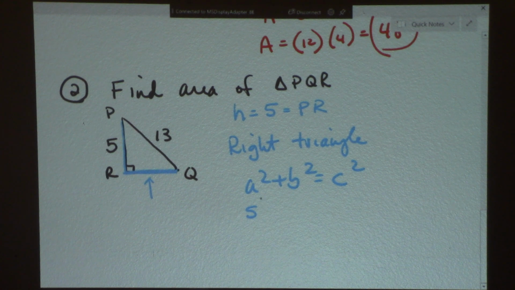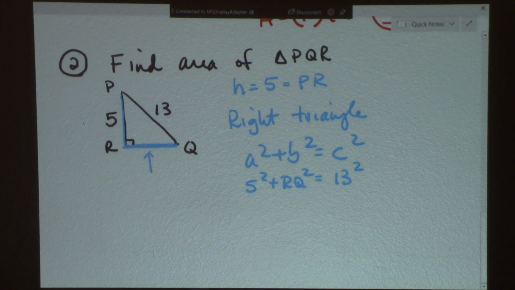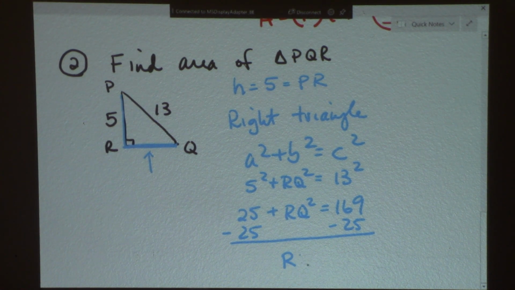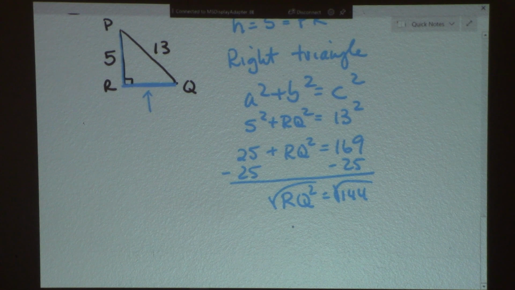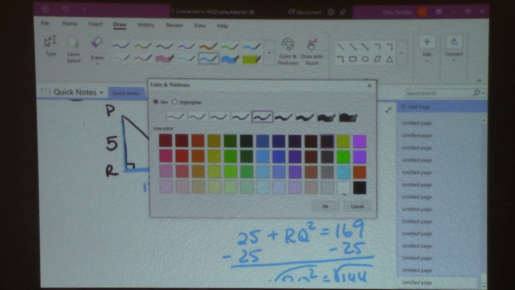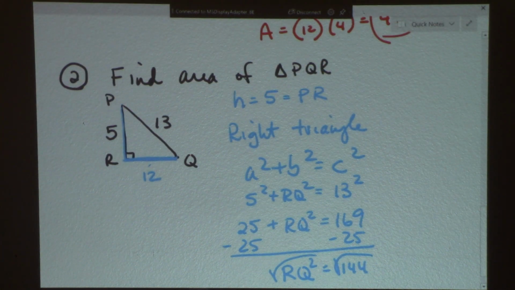So I have 5 squared plus RQ squared, which I don't know, equals 13 squared. So I have 25 plus RQ squared equals 169. Okay, so I'm going to subtract 25, and I have RQ squared equals 144, and I take the square root, and I get RQ is 12. So now I know RQ is 12, which is great. I need that. That's not my answer. Remember, the question is find the area.